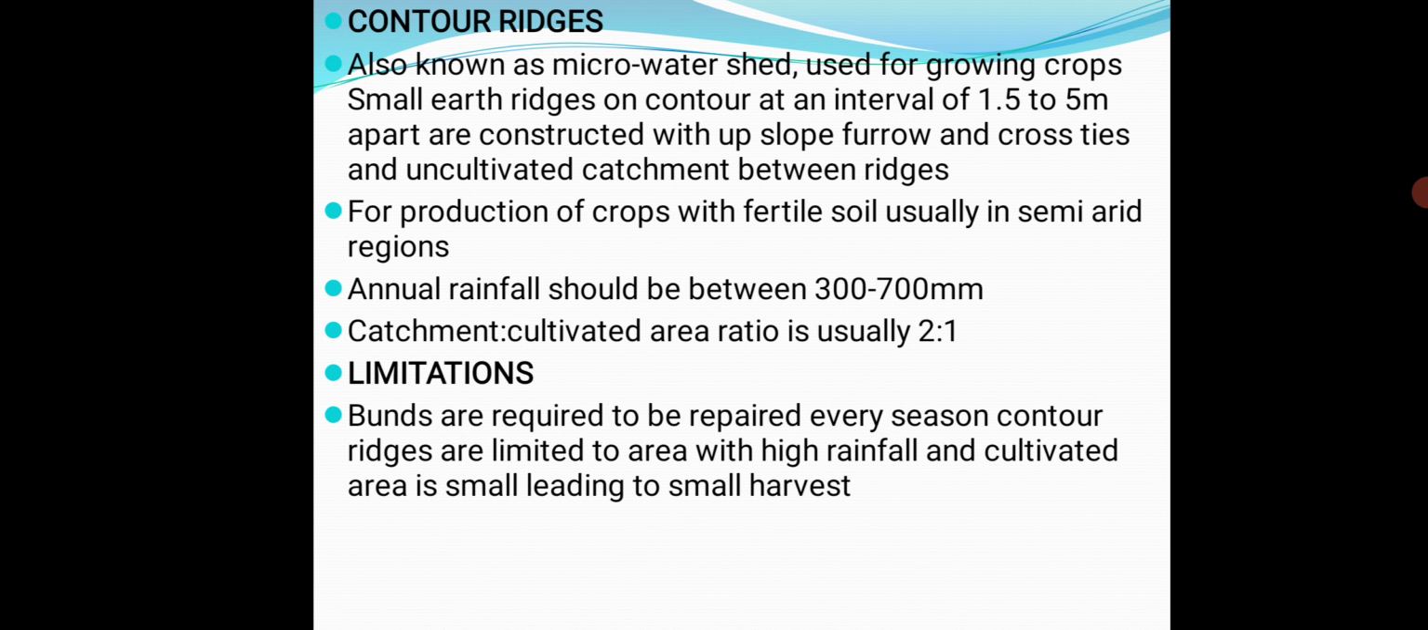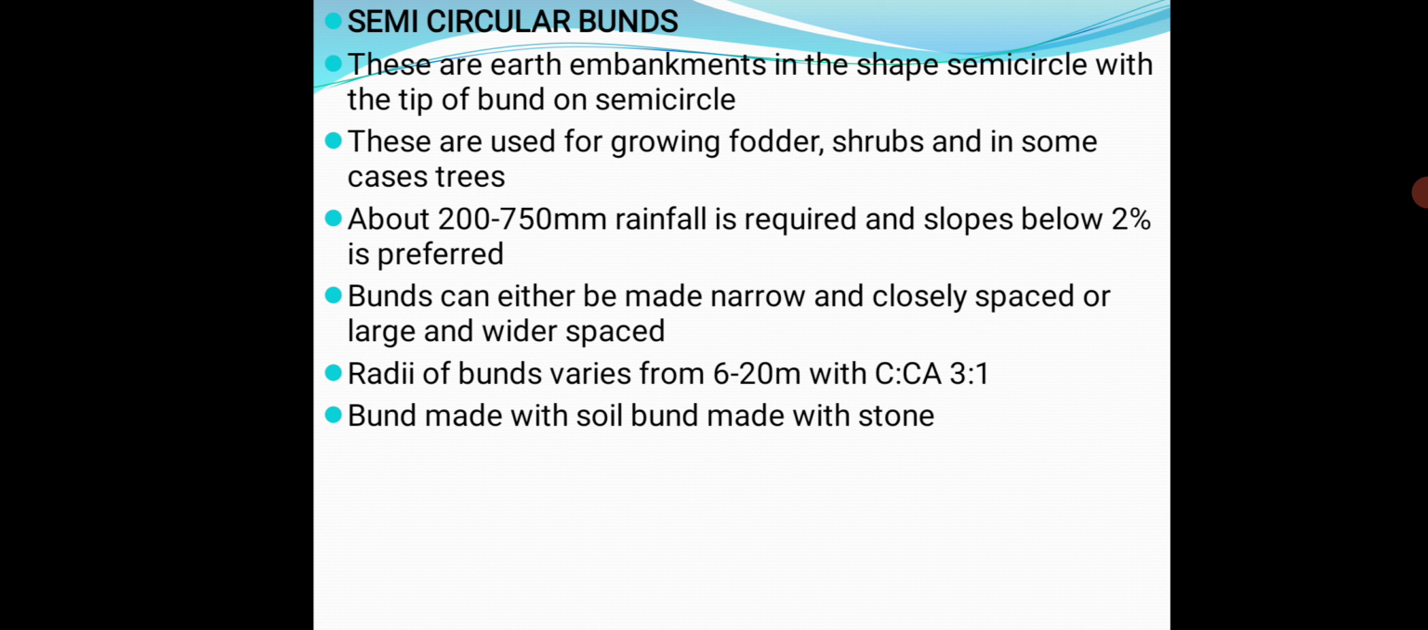Next, the catchment to cultivated area ratio is usually about 2:1. Next, the limitations: bunds are required to be repaired every season. Contour ridges are limited to areas with high rainfall, and the cultivated area is small, leading to small harvest.